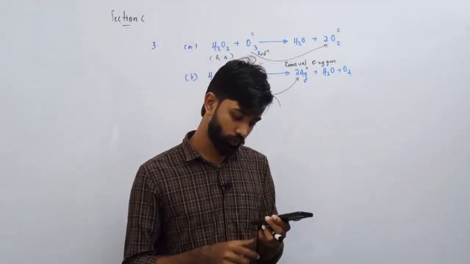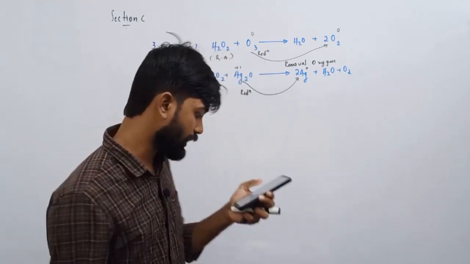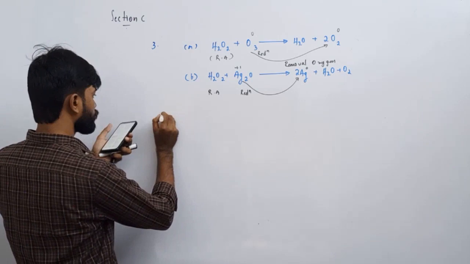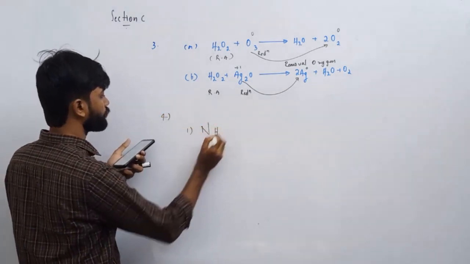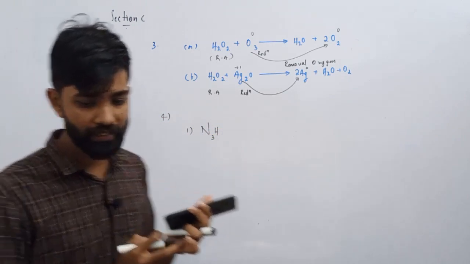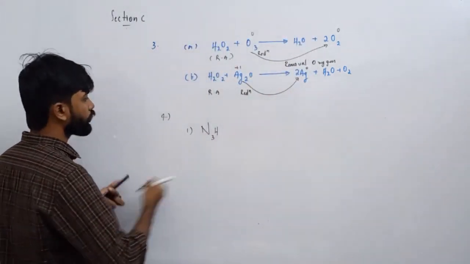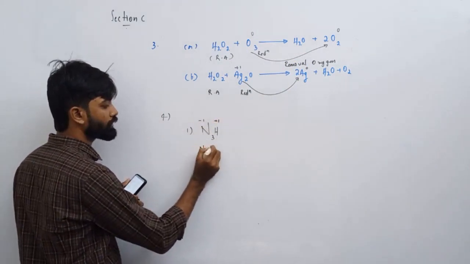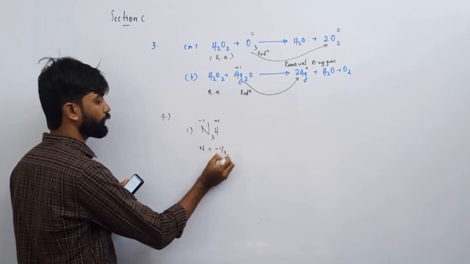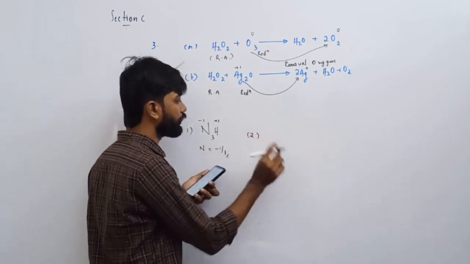Let's check the next question. In which of the following compounds does nitrogen exhibit the higher oxidation state? Okay, so question number 4. The first one is hydrazoic acid, HN3 or N3H. We know that in hydrazoic acid, hydrogen is +1, which means the three nitrogens together are -1, so each nitrogen will be -1/3. So we want to find the highest oxidation state of nitrogen in the given choices.